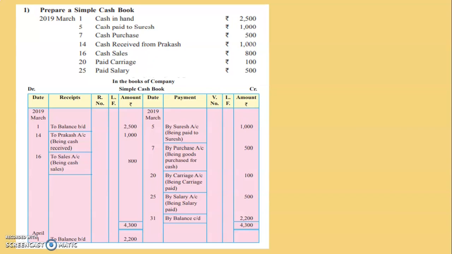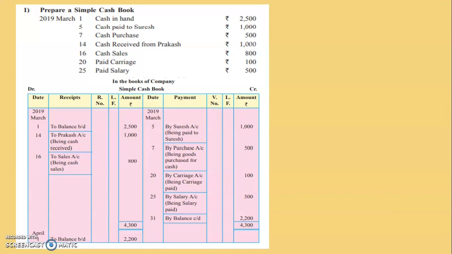Then on 7th March, cash purchase rupees 500. Now when we purchase goods for cash, we have to pay the amount, so this again will be coming on the payment side. On the payment side, we write the date, by purchase account 500, and narration being goods purchased for cash. Then on 14th, cash received from Prakash rupees 1,000. Now here we have received cash, so this will be recorded on the receipt side, to Prakash's account 1,000, and in the narration we write being cash received.